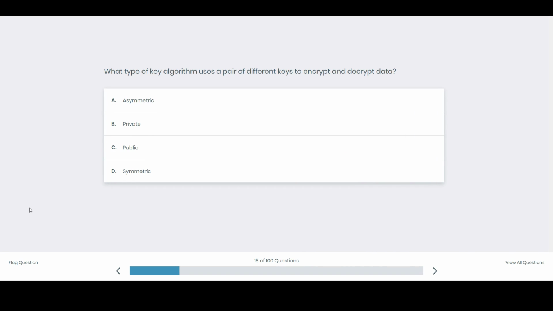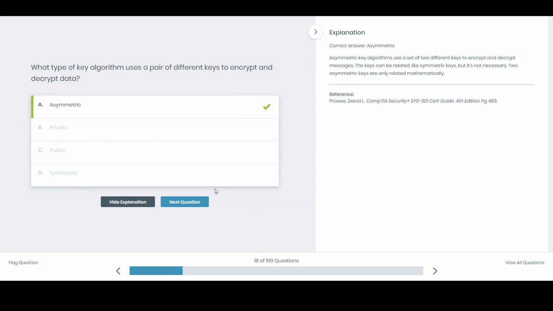Okay. What type of key algorithm uses a pair of different keys to encrypt data? A symmetric key. I think this one, symmetric. The one key, because they need a public and private something. An asymmetric key algorithm uses a set of two different keys to encrypt and decrypt messages. They can be related like symmetric keys, but it's not necessary. The symmetric keys are only related mathematically.